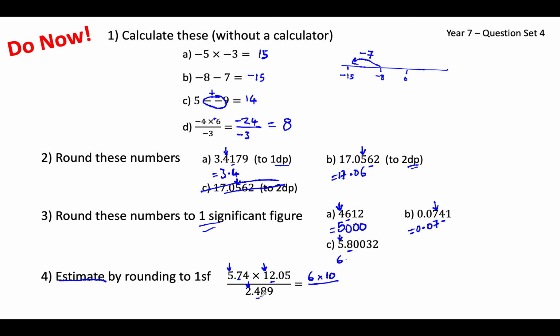Check the next number across. It's only a 4. Doesn't matter what comes after it. This is only a 4, so my 2 stays the same. Now I've done my rounding, so this is really approximately equals 6 times 10 divided by 2. 6 times 10 is 60, and 60 divided by 2 is 30. So this sum here is roughly equal to 30.